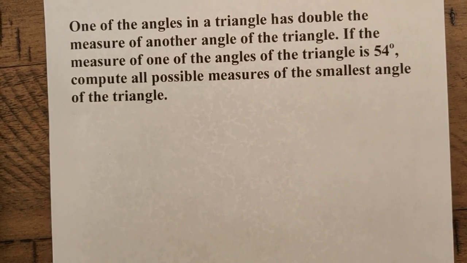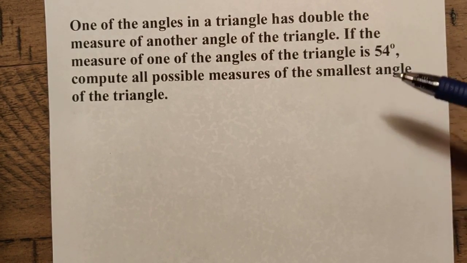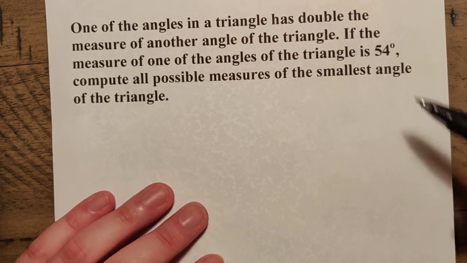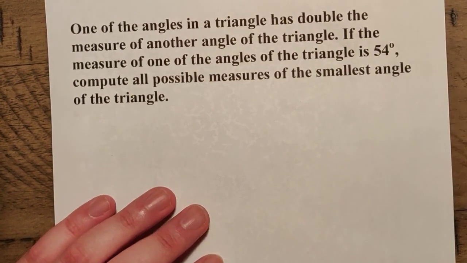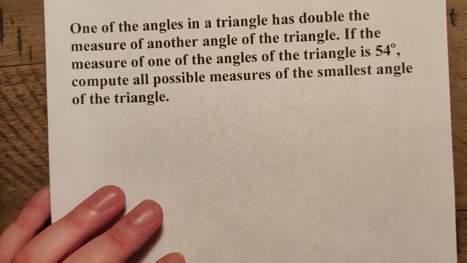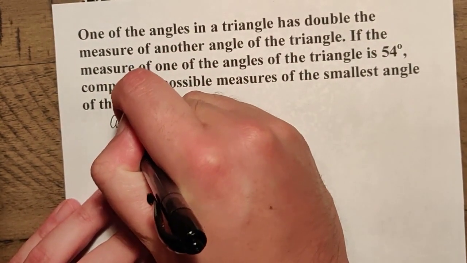Now, note the problem says compute all possible measures, which is a little bit strange. So one of the first things you may have noticed is that maybe there's multiple solutions to this problem. And you're probably right, because notice how we're intentionally very vague about the angles in this triangle here. All we know is that one of the angles measures 54, and one of the angles is double the other, right? So in this situation, there are multiple situations going on here. So we can take a look at these. We can break these into cases.